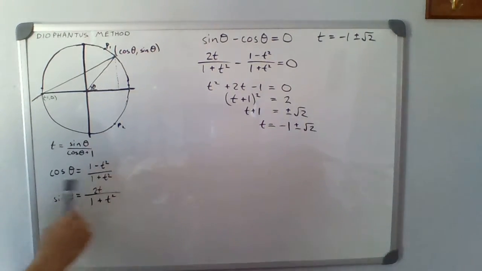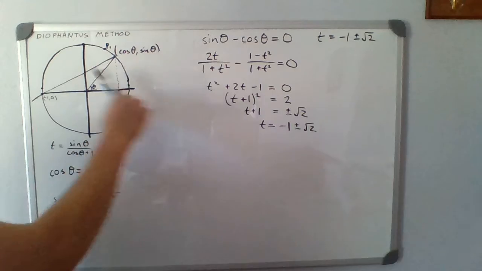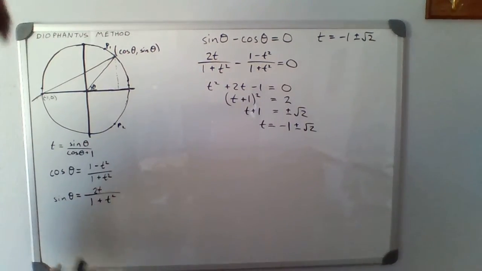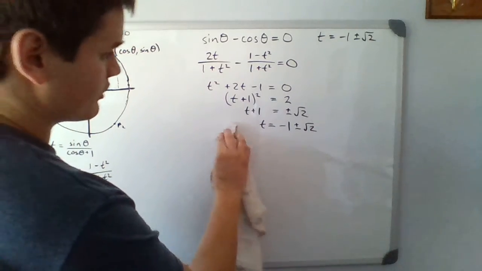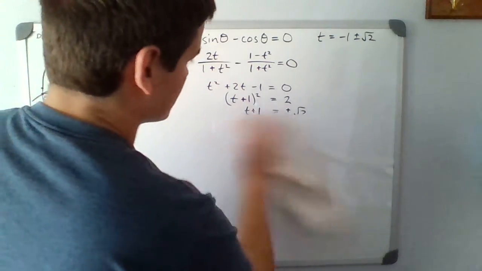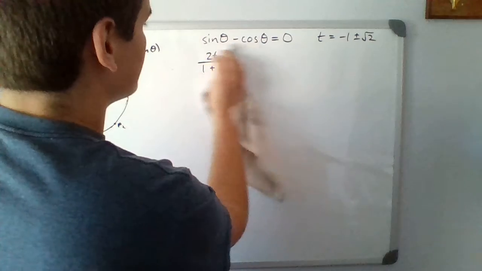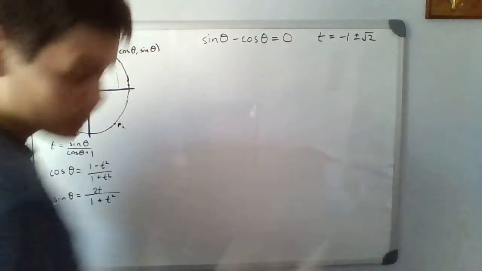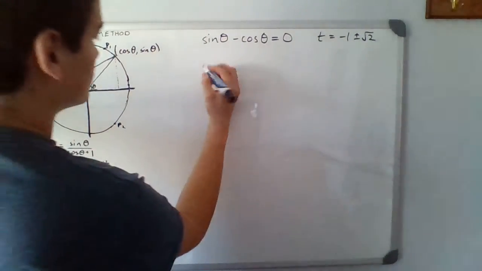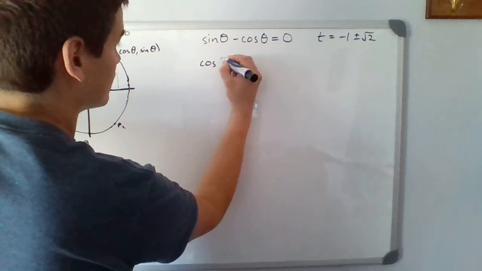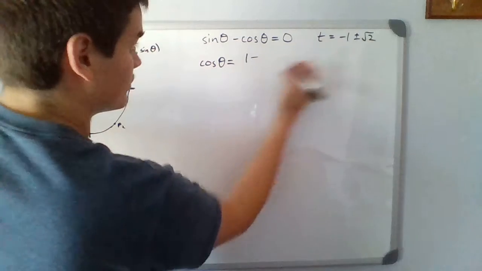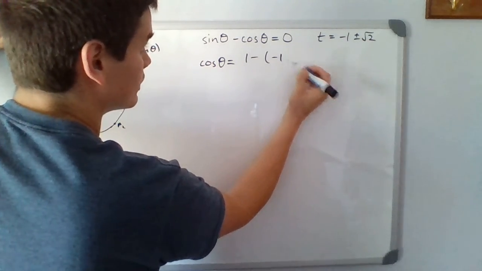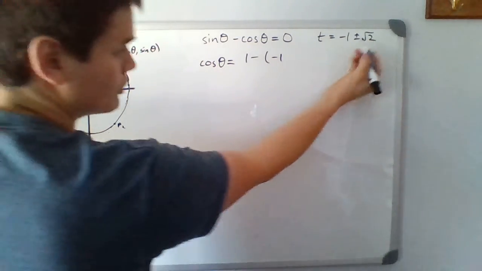If I plug those back into these equations, I will get the points along the circle that make this true. So let's go ahead and do that. I don't have a whole lot of space to work with, so I'll just erase this, and we have the t values that we were looking for. So let's say, what's cosine of theta? Well, that's going to be 1 minus this squared, negative 1. We have two cases, so I'll just do the first case first.